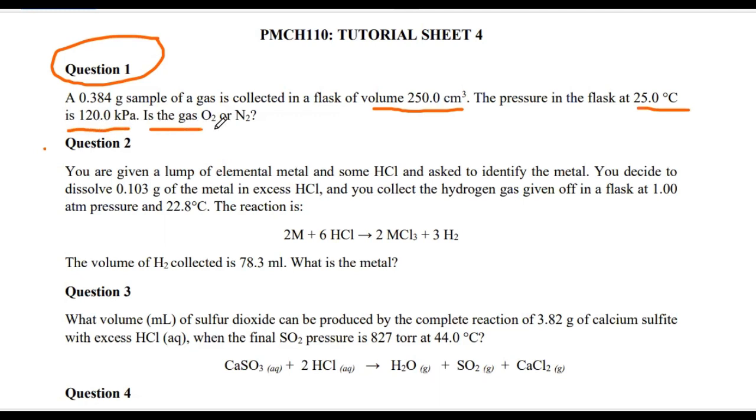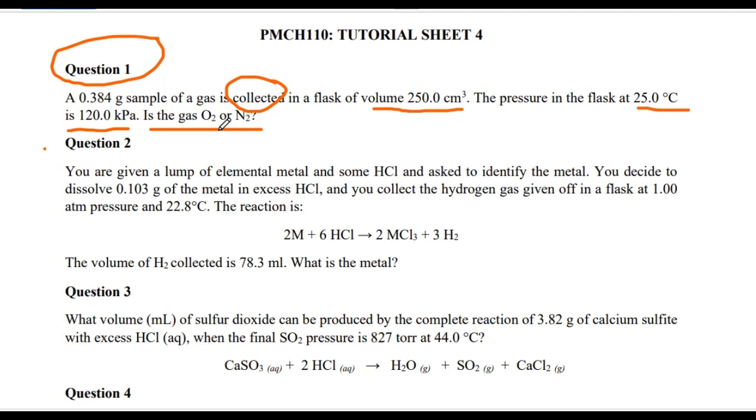Then the question here is, the gas that is collected there, is it oxygen or is it nitrogen? So in short, they are asking us for the identity of the gas. They want us to find the identity of the gas. And how do you find the identity of an element or an atom? It means you have to find either its atomic number or its molar mass.